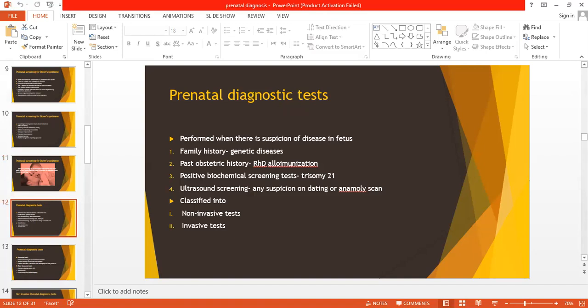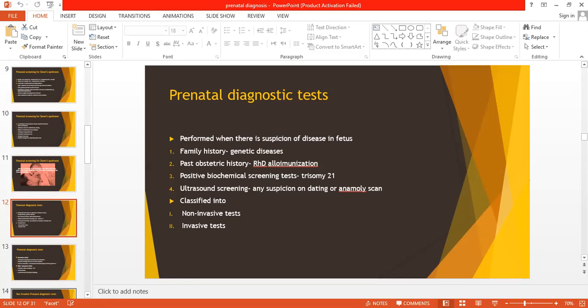Okay, when are prenatal diagnostic tests performed? Prenatal diagnostic tests are performed when there is suspicion of disease in a fetus. ठीक है, ये डायग्नोस्टिक टेस्ट सिर्फ ट्राइसोमीज के लिए हम नहीं करते. These diagnostic tests will diagnose other anomalies in the fetus as well, right? Like structural anomalies. So if there is a family history of genetic disease, you do prenatal diagnostic tests.